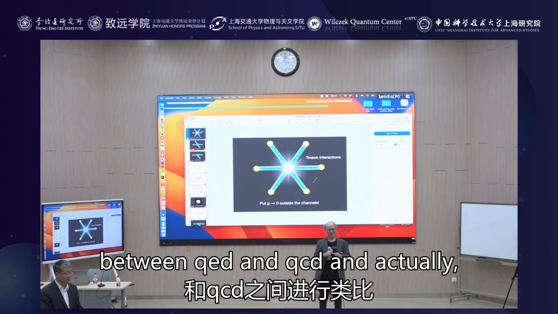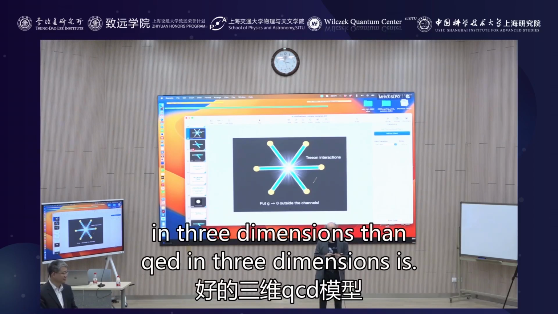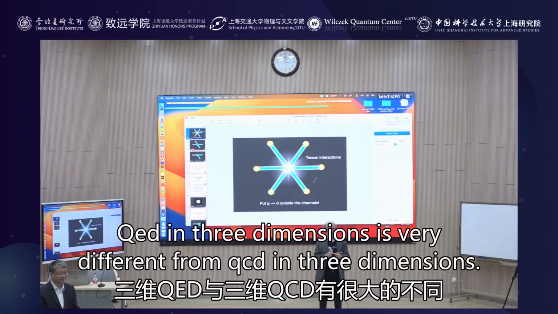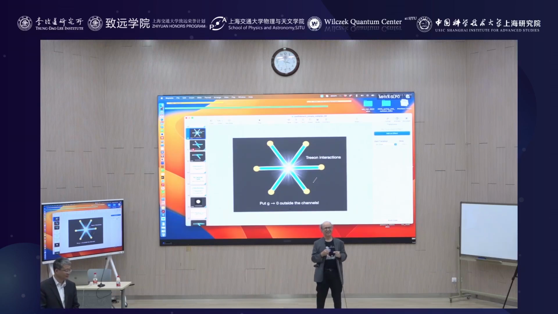Okay. But actually, QED in one space dimension is a much better model of QCD in 3 dimensions than QED in 3 dimensions is. QED in 3 dimensions is very different from QCD in 3 dimensions, but QED in 1 dimension is much more similar. Okay, so let's come to another question.